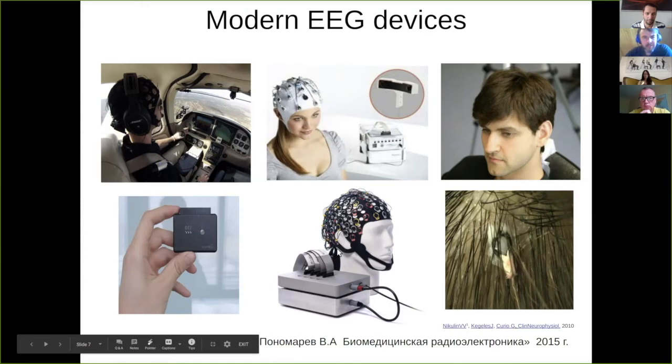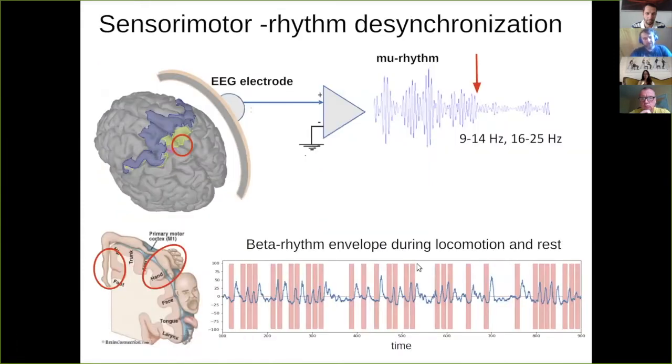Okay, so the interfaces that we will be talking about today, that's the EEG, right? The EEG is the technology that allows you to measure brain activity, and measuring brain activity, you can use it for different purposes. In particular, you can use it to create neurointerfaces, okay? Neurointerfaces are systems that can control external devices with thought.